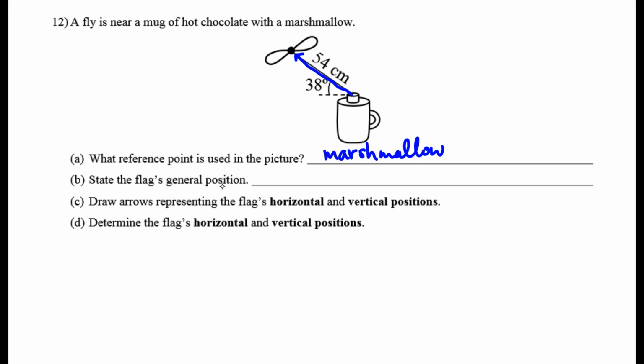State the fly's general position. Remember that they're talking about the two-dimensional or the r position. So we are given that value straight from the origin, right to the fly. That value, that distance, is 54 centimeters. But every position has a direction. And in the case of general position, the direction is an angle, 38 degrees. Now, we are not going to put a positive or negative beside r. Instead, we let this angle do all of the talking. This is the direction.